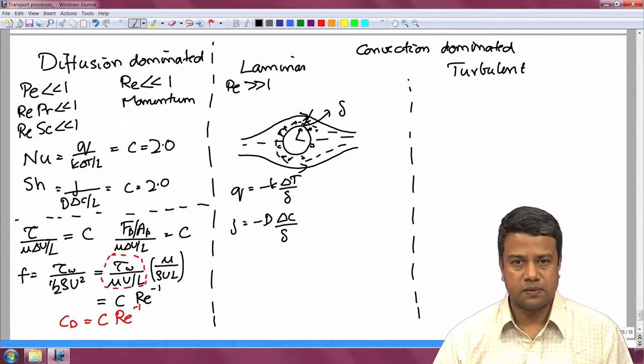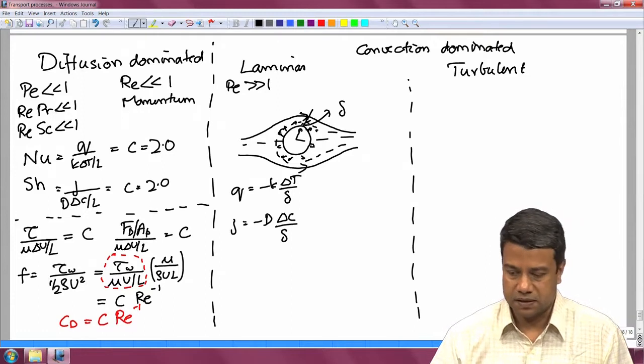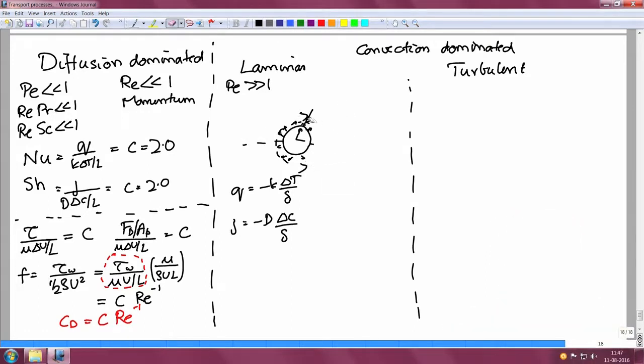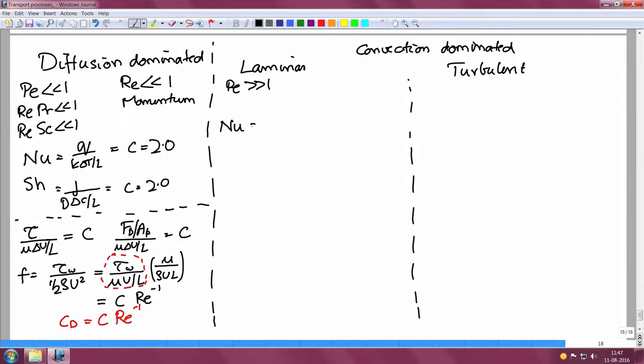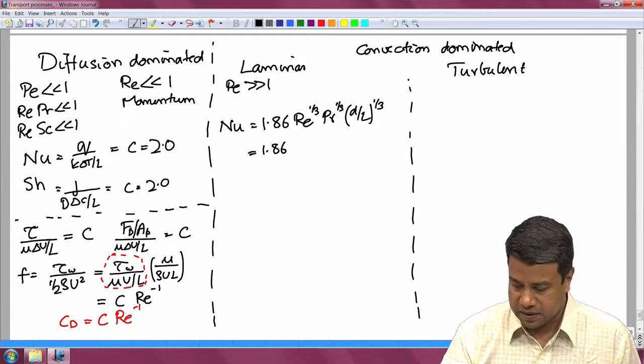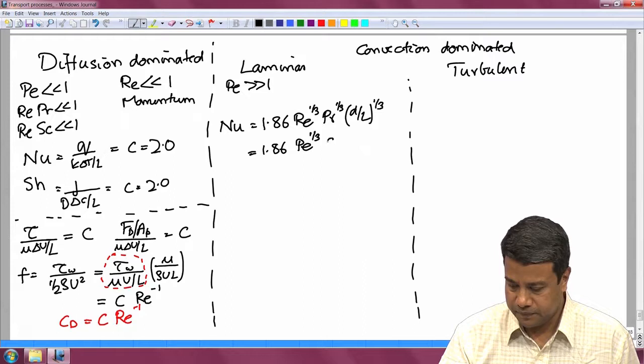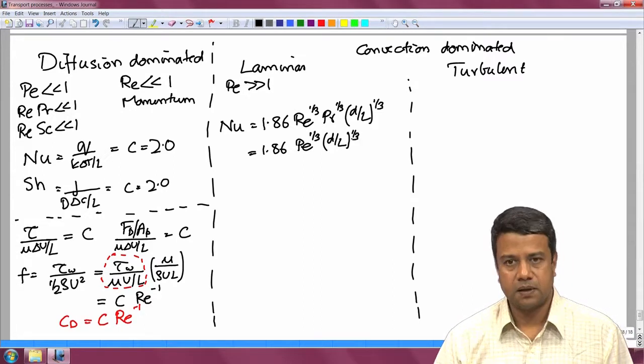One of the things we will do in this course is to find out how to estimate the thickness of that region. Because of this, you do have a dependence on the Peclet number for the coefficients. If you write the Nusselt number for laminar flow, for example, for the heat transfer in a pipe, if you recall, we wrote 1.86 Re^(1/3) Pr^(1/3) (D/L)^(1/3) for high Peclet number laminar flow. I could as well have written this as 1.86 Pe^(1/3), because the Peclet number is just the Reynolds number times the Prandtl number.